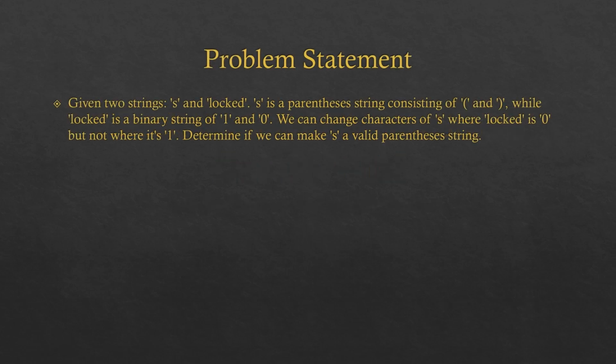We are given two strings: S, which is a parenthesis string consisting of parentheses, and locked, a binary string of ones and zeros. The string S can only be modified where the corresponding value in locked is 0. Our goal is to determine if we can make S a valid parenthesis string by modifying it under these conditions.